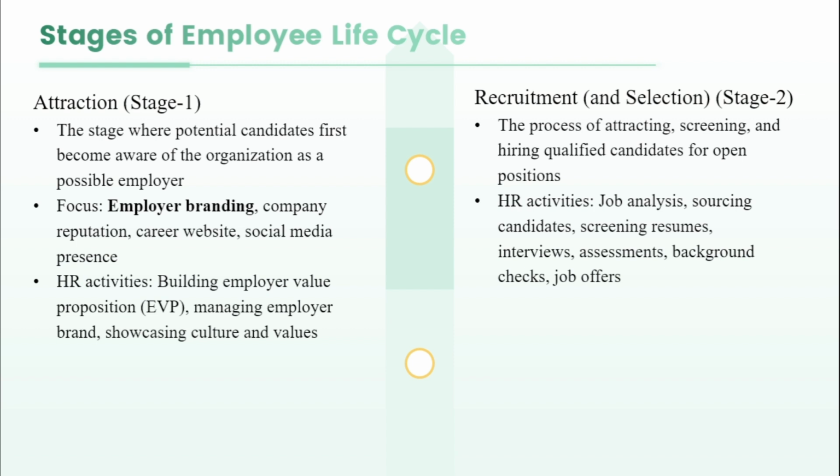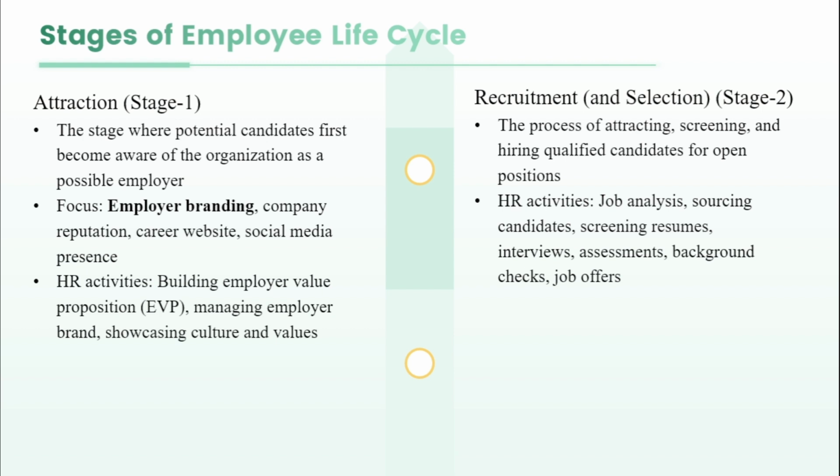Here we are elaborating the stages sequentially. First, attraction means employer branding, company reputation, and social media presence are important, where in this stage potential candidates first become aware of the organization as a possible employer. Then comes building the employer value proposition, managing the employer brand, and showcasing culture and values. Next is recruitment, where the process is attracting, screening, and hiring qualified candidates for open positions.